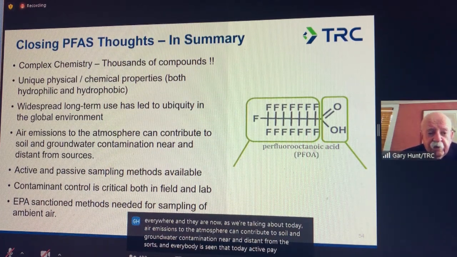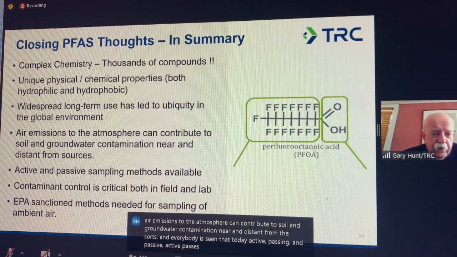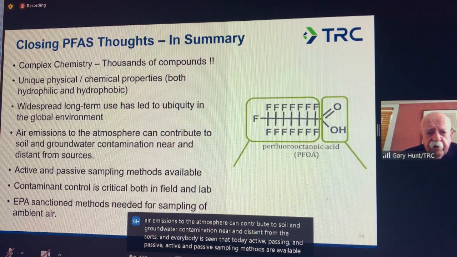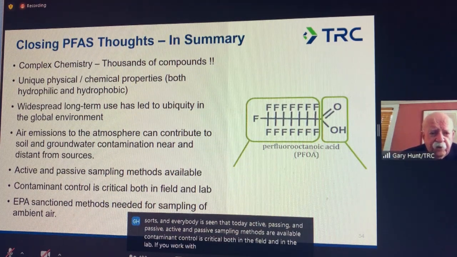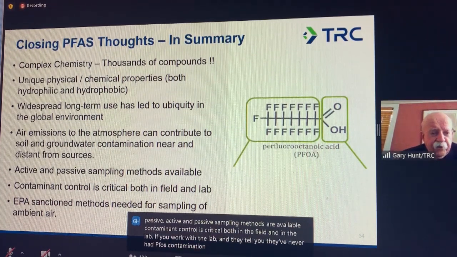Active and passive sampling methods are available. Contaminant control is critical, both in the field and in the lab. And if you work with the lab and they tell you they've never had PFAS contamination and they have it under control, then they're misrepresenting it.